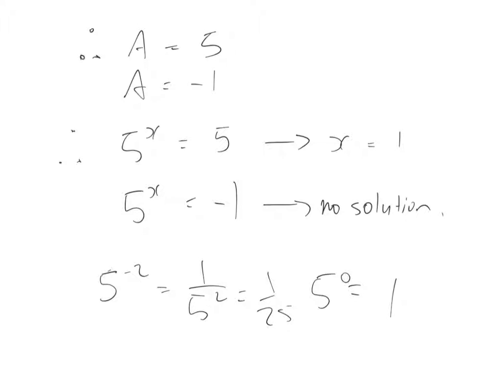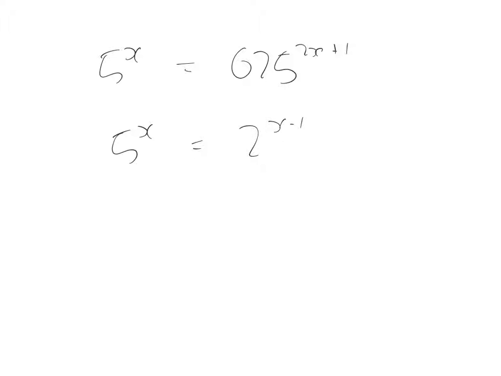Now, the only thing we need to do after that, and then I'll take questions, is to work out, well, okay, if I've got 5 to the power of x equaling 625 to the power of 2x plus 1, I can solve that now. But what happens if I have 5 to the power of x equaling 2 to the power of x minus 1? The bases don't agree. The bases will never agree for that. How do we go about solving that?